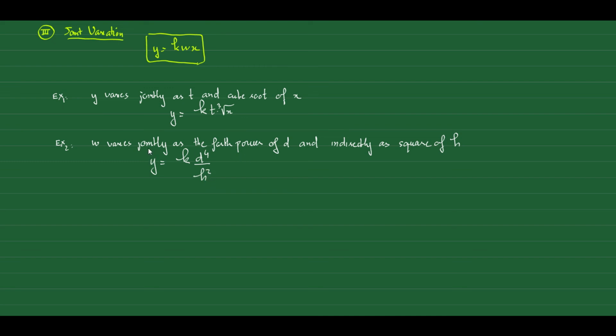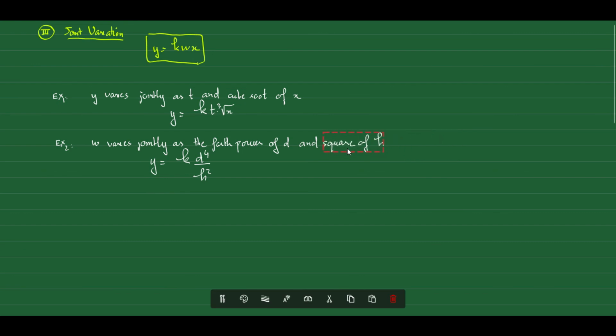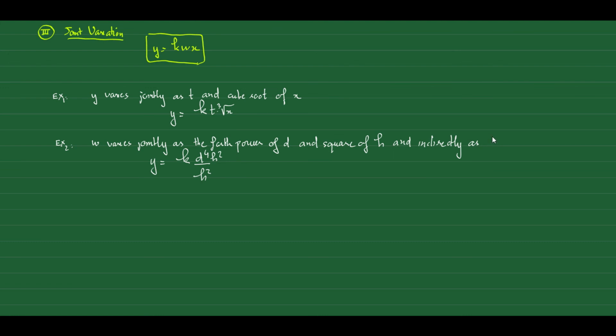Or actually, I can change this one. Y varies jointly as the 4th power of D and the square of H, and indirectly as the cube root of K. There you go, something like this. This is better.